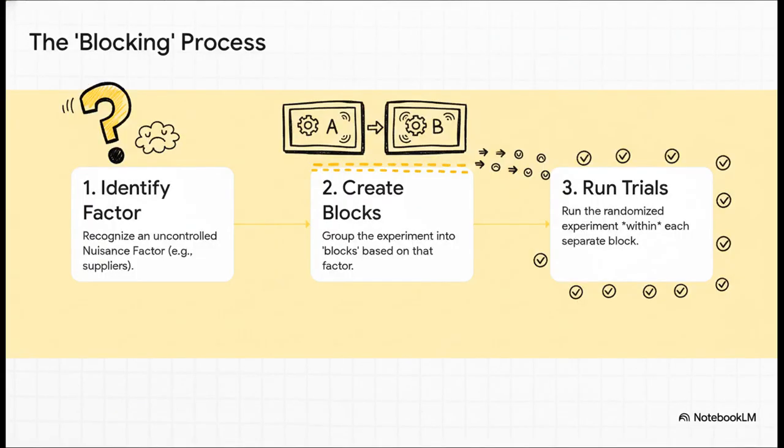Blocking is what you do when you know about a nuisance factor and you want to completely neutralize it. So let's say you have to get raw materials from 2 different suppliers. You know this might affect your results, but it's not what you're trying to study. So you create blocks. You run a complete, randomized mini-experiment using only supplier A's stuff, and then you do it all over again using only supplier B's stuff. This totally isolates the supplier effect so it can't contaminate your main analysis.